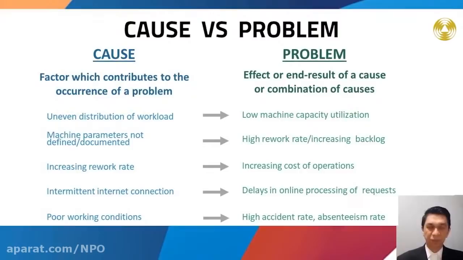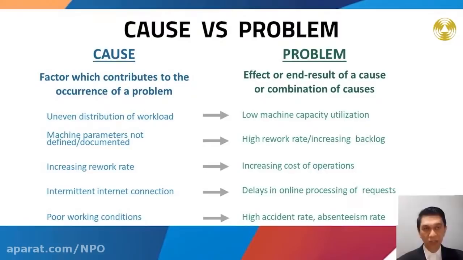Another example, high rework rate. Why? Machine parameters were not defined. There was no specification sheet. So each worker has his own settings depending on his experience. So it led to different settings, which led to high rework rate. Now in this particular example, high rework rate now becomes the cause of another problem. So high rework rate led to the problem of increasing cost of operations. You see, the problem can become the cause that can lead to another problem. So these are interrelated. There is an interrelationship of the cause and the effect.